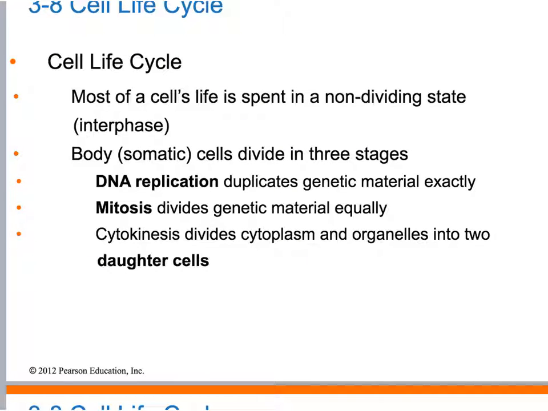Now, next is the life cycle of the cell. Most of a cell's life is spent in a non-dividing state called interphase. Soma or somatic cells divide in 3 stages. They have DNA replication, so the DNA is duplicated, and that means there are 2 copies of the genetic material. Mitosis divides the genetic material equally. Cytokinesis divides the cytoplasm and organelles into 2 daughter cells.